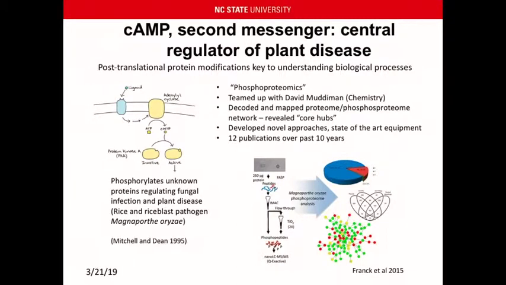cyclic AMP. This is a derivative of ATP, and cyclic AMP is one of the central signaling molecules in life, not just in plants, in life. It's a second messenger. It relays communication from one biochemical pathway to another and amplifies that. I don't really have a good analogy, but it's like the baton.